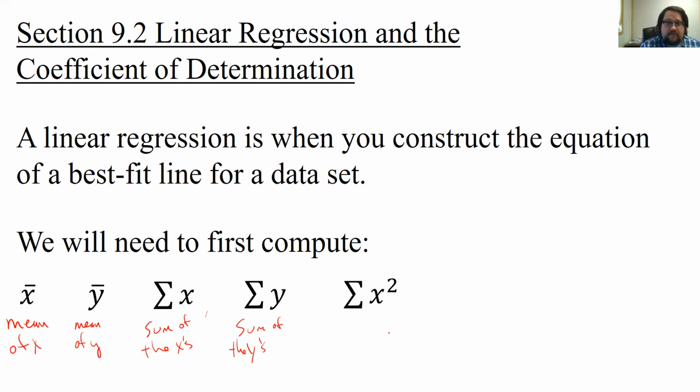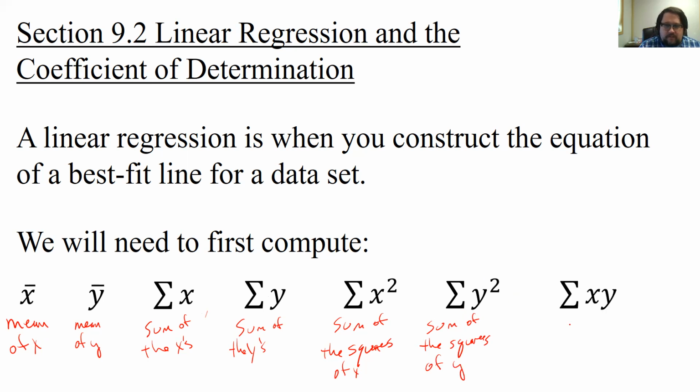you're going to find the sum of the squares of x. And remember when we did that in 9.1, squares of x. You're going to find the sum of the squares of y. Right, you're going to square all the y values and add up all those answers. And we're going to find the sum of the products. Right, so we're going to multiply each xy pair and then add up all those products together. Right, so that's what we're going to do.